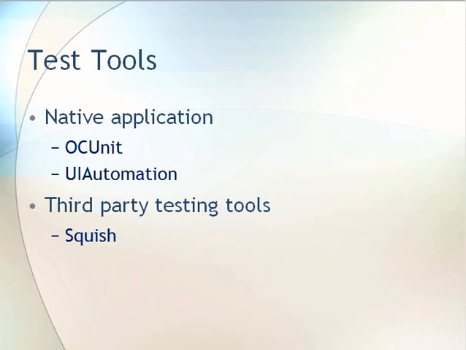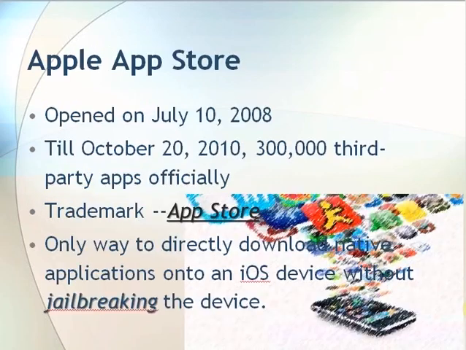So next, we all know about the Apple App Store, right? Users can browse and download iOS applications there. The applications are available either for free or at a cost, and 30% of the revenue goes to Apple, and the other 70% goes to the producer of the app. The Apple App Store opened on July 10, 2008. As of October 2010, there are at least 300,000 third-party apps officially available on the App Store.